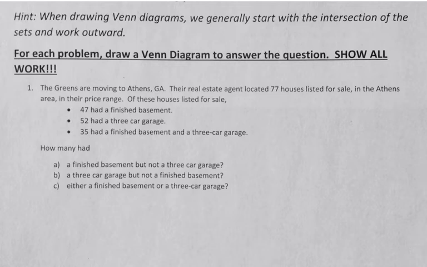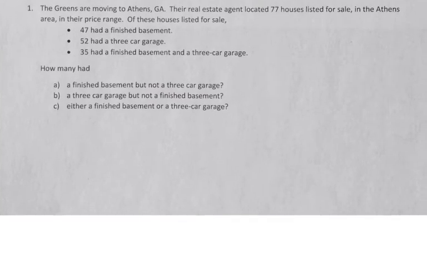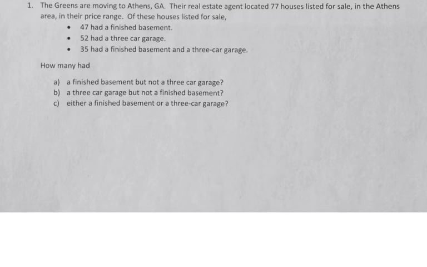So for each of these problems, we're going to draw a Venn diagram to answer the question, and we're going to show all of our work, which means that if I need to show some subtraction to figure out how many people would be left in a certain section, I would need to show that subtraction. So let's start. We have the Greens are moving to Athens, Georgia.